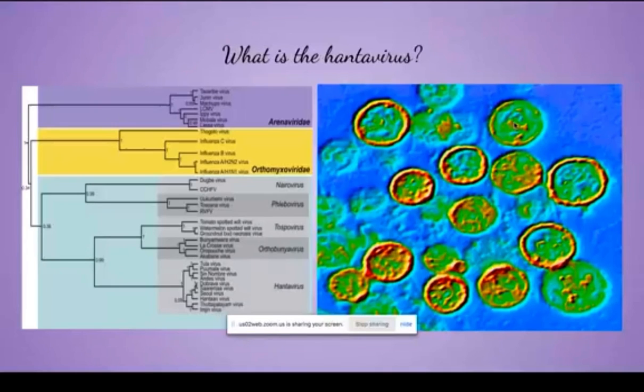So, what is the Hantavirus? The Hantavirus is a very rare virus. It comes from the order of the Bunyavirdae and the family of Hantavirdae. There are 5 species within this family, which are the Bunyavirus, the Flibovirus, the Nairovirus, the Tospovirus, and the Hantavirus.